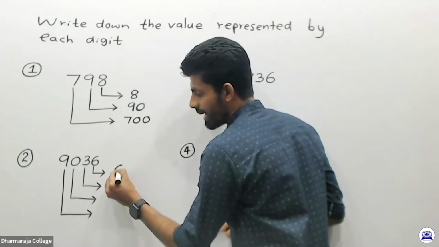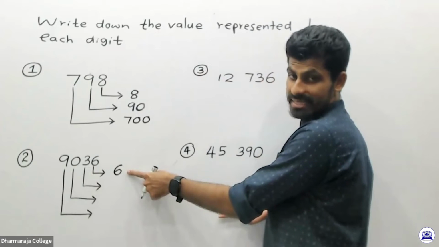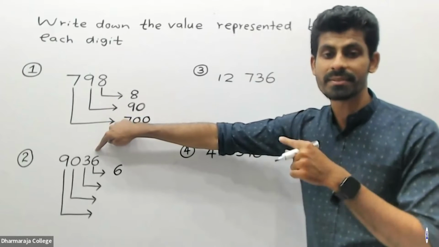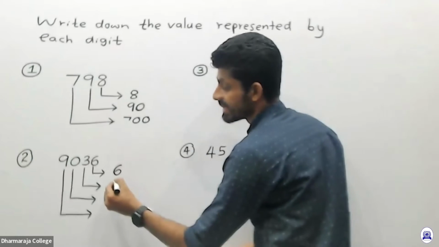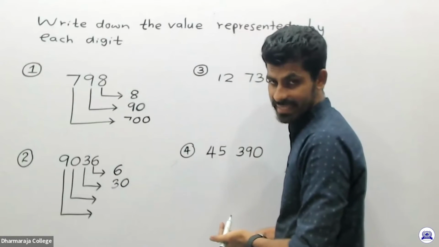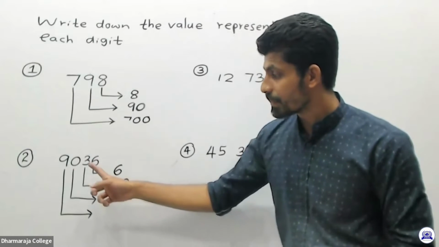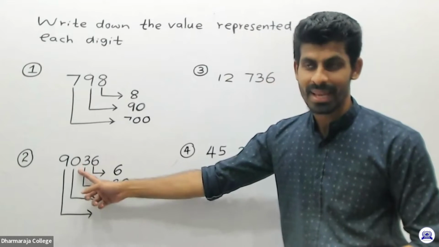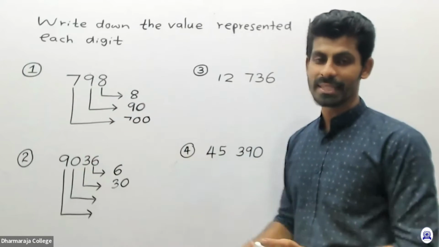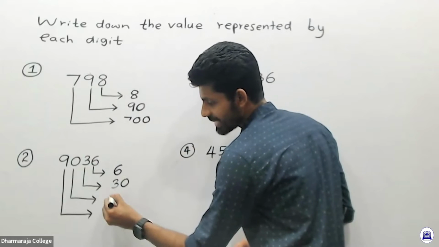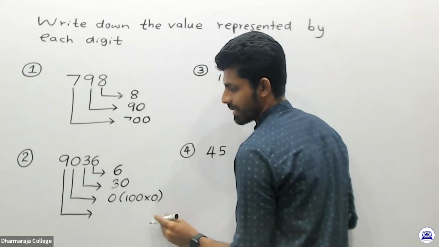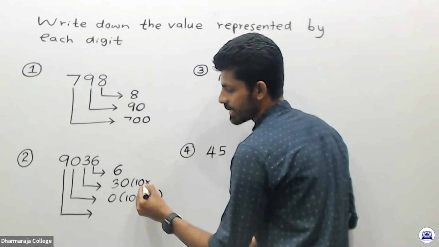6, the value represented by 6 equals 6. This one equals tens. Tens means, what is the value represented by 3? 30. What is the value represented by 0? 100 times 0, so that means 0. This one equals 10 into 3.